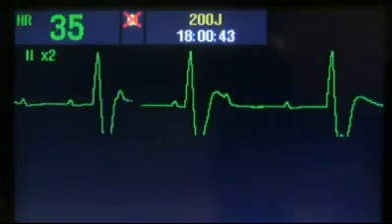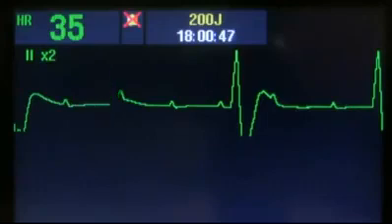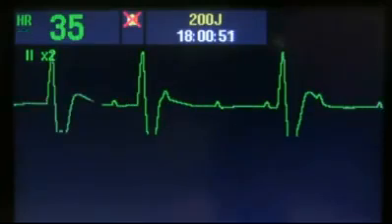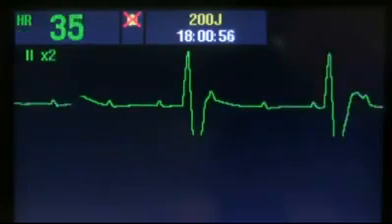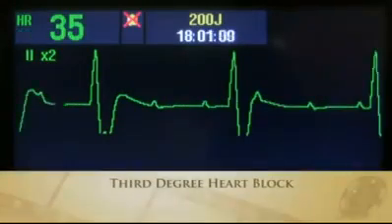In this rhythm, I do notice wide QRSs. I notice the heart rate is also slow, below 60. I see more P's and Q's. I know it's a heart block. And there is no consistent relationship between the P's and the Q's. So this is a third degree heart block, complete heart block, also called AV dissociation.